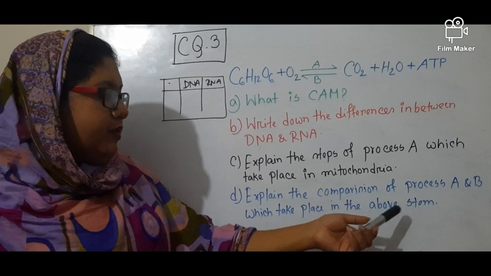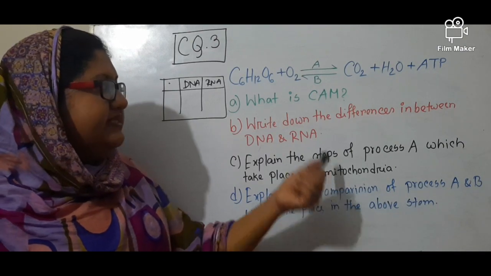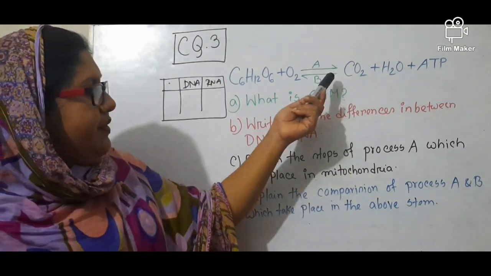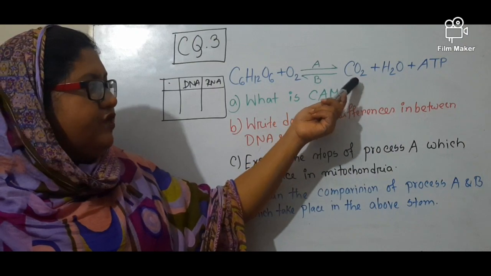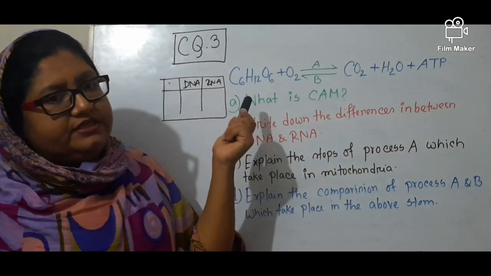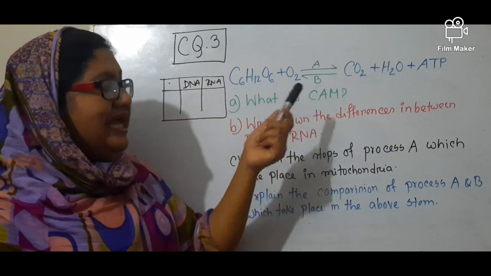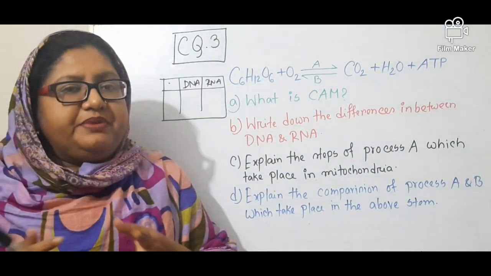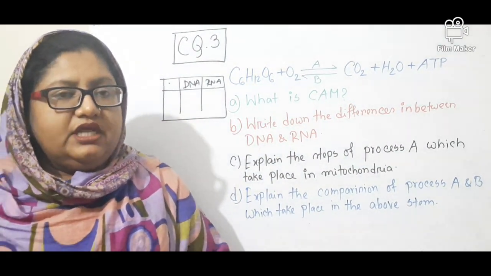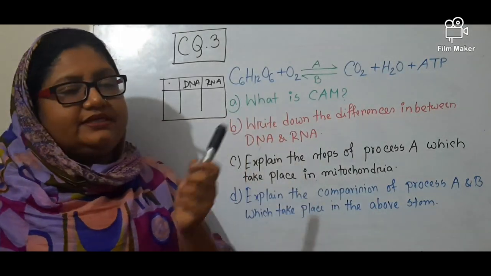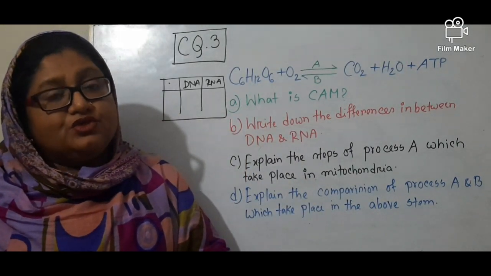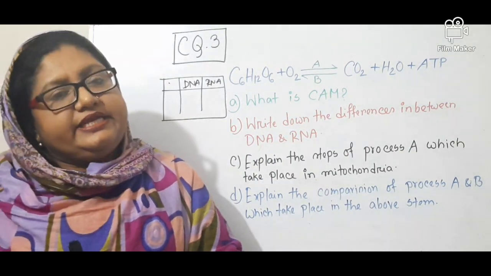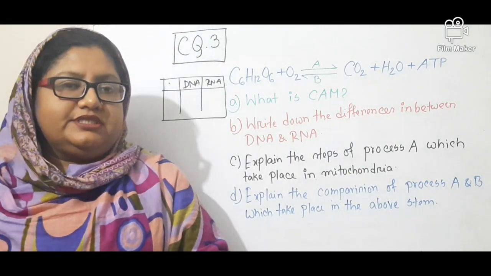Explain the comparison of the process A and B which take place in the above step. So my dear students, in answering this question, there is another arrow which is from right side to left side. So this process is B, that indicates when carbon dioxide and water combine together in presence of sunlight and chlorophyll and produce carbohydrate and oxygen. That is called photosynthesis. So what is indicated by A and B? Is it clear to all of you? A indicates respiration and B indicates photosynthesis.